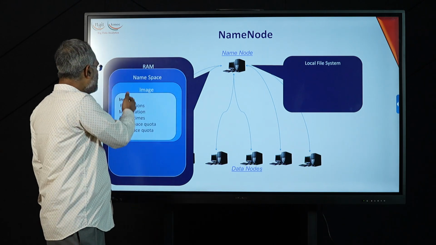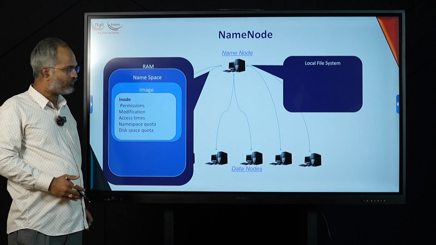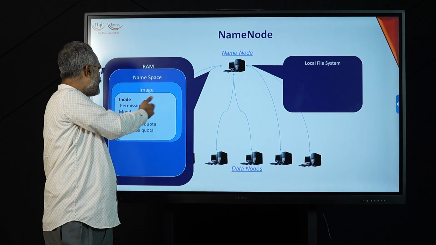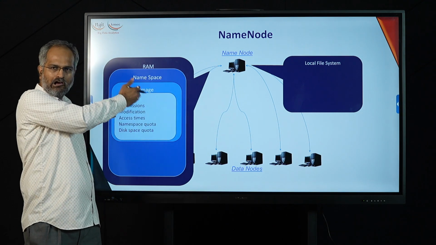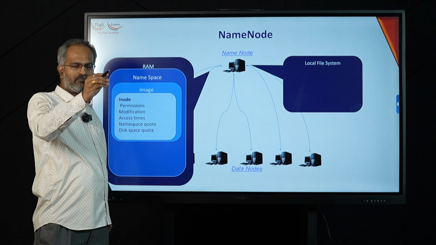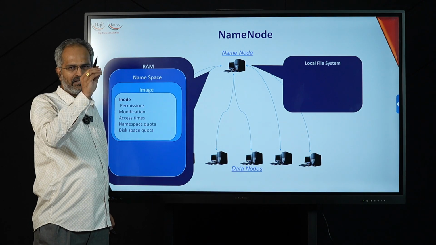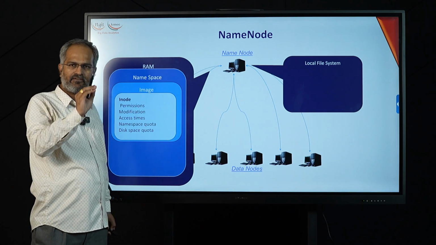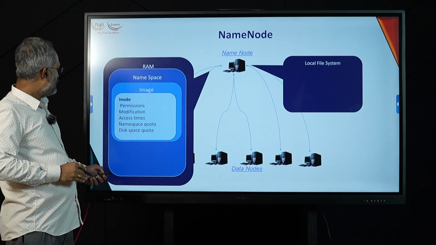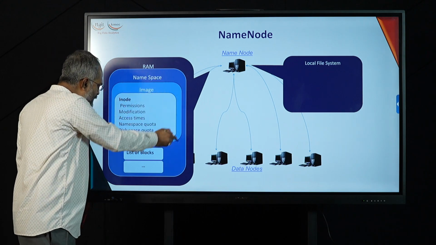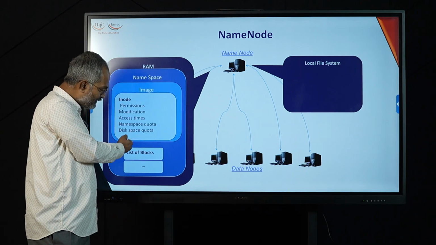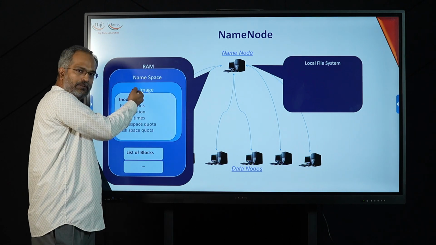The files will be maintained in the form of inodes. The inode consists of the permissions, modification, access time, namespace, quota. All these are available in the inode. An inode will be available for each and every entry of the HDFS, that may be a file or directory. Another thing in the namespace: the list of blocks. You can observe that the list of blocks is separate. It is not part of the image.